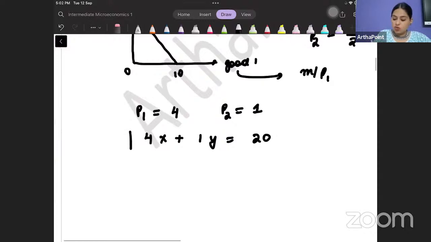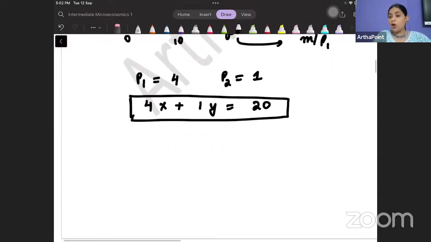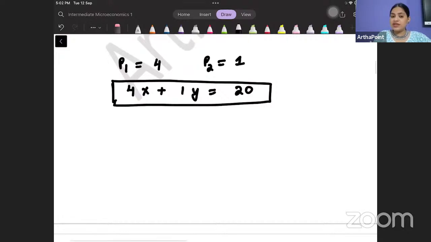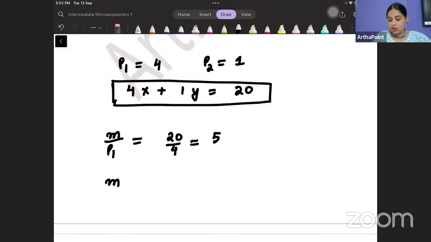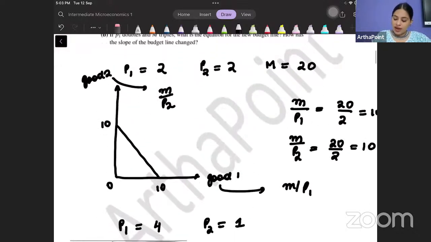Beta, for this new budget line, can you tell me what will happen to the intercept on the x-axis? Yes, ma'am, we know that it will be income by price of good 1. So income is 20, price is now 4. So this will be 5. But what will happen to the intercept on the y-axis? Income by price of good 2. So 20 divided by 1, that means 20. So the x-intercept comes out as 5, and the y-intercept comes out as 20. So my new budget line will be this.